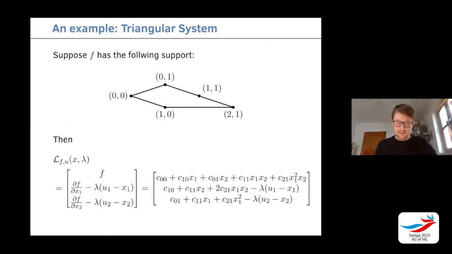So let me again take my example from the beginning. It's this Newton polytope here. So this is F, and it has this Newton polytope.